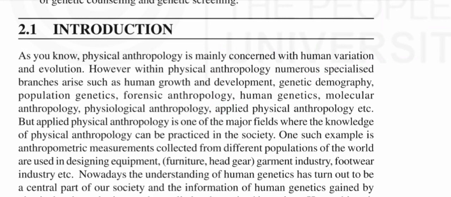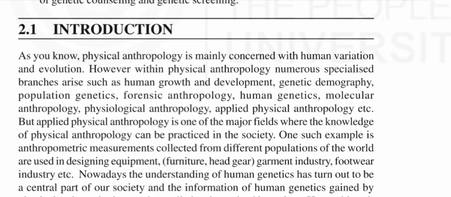Introduction part. As you know, physical anthropology is mainly concerned with human variation and evolution. However, within physical anthropology, numerous specialized branches arise such as human growth and development, genetic demography, population genetics, forensic anthropology, human genetics, molecular anthropology, physiological anthropology, applied physical anthropology, etc. But applied physical anthropology is one of the major fields where the knowledge of physical anthropology can be practiced in the society. One such example is anthropometric measurements collected from different populations of the world are used in design equipment, furniture, headgear, garment industry, footwear industry, etc.